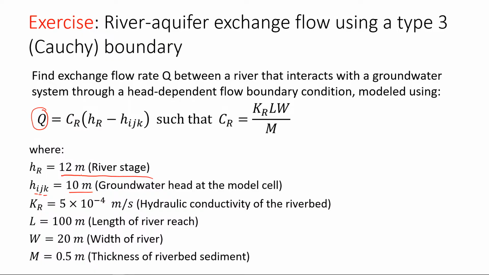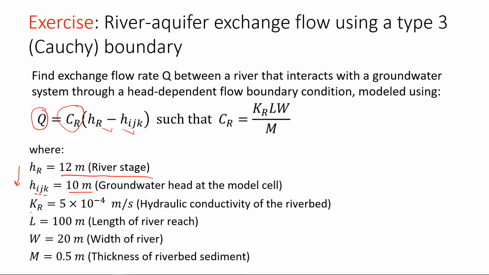What does this mean? I have higher head in the river than in the aquifer. This means that water will move from the river to the aquifer. This means that this is a losing stream, not a gaining stream. Losing stream means that water will flow from the river to recharge my aquifer. So this information is given, so you can substitute it here, but you need to calculate this guy.